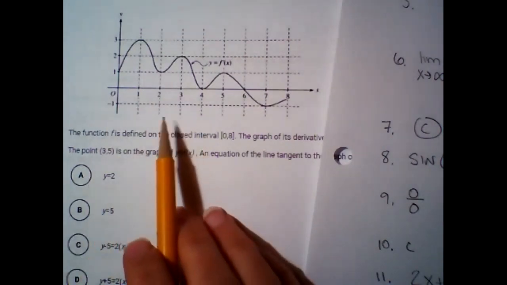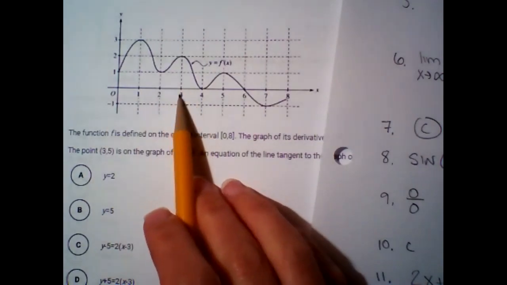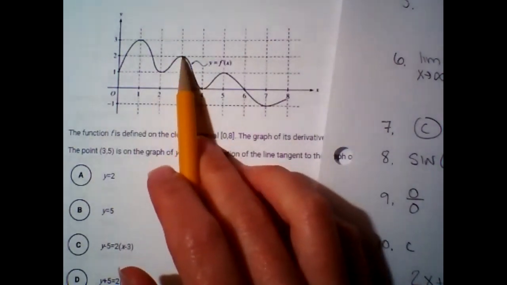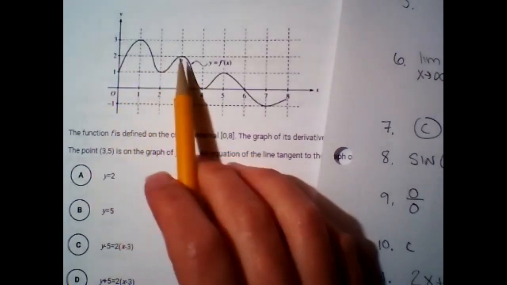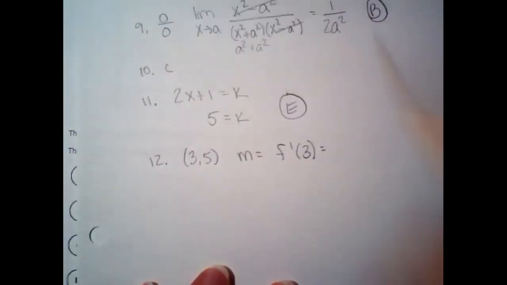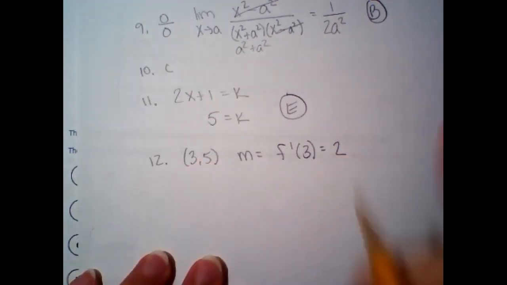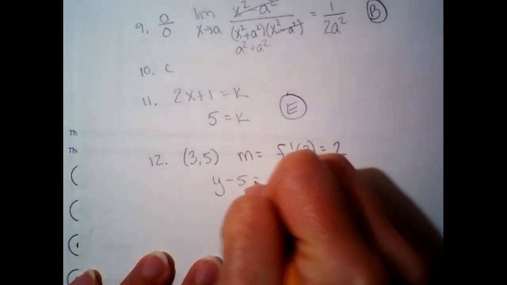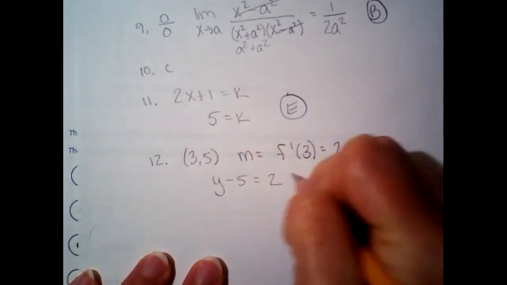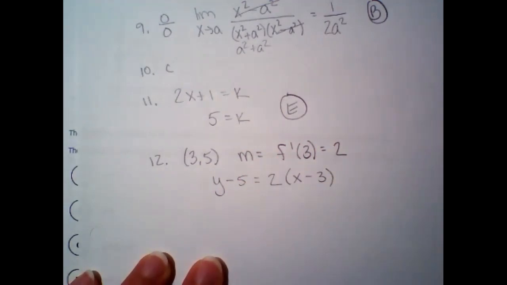Oh, Victoria answered, good, 2. So here's 3. We're looking for where that hits on this graph, and that would be 2. So f prime of 3 equals 2. And so this is my point, this is my slope. I'm going to put them together and write an equation. So y minus 5 equals 2, and then x minus 3.